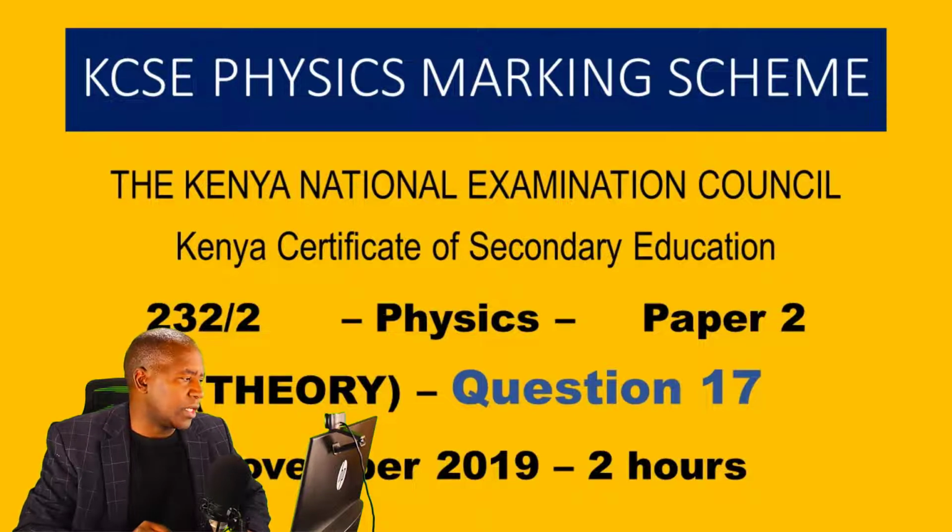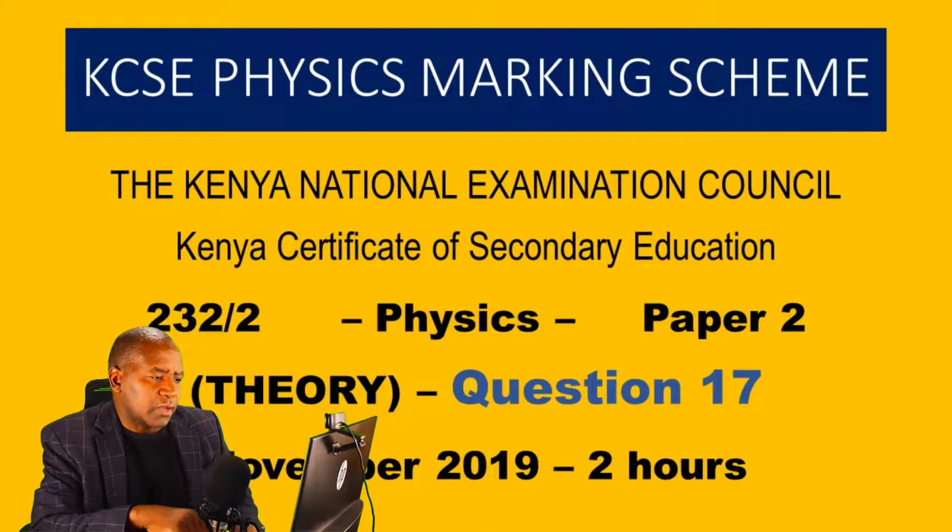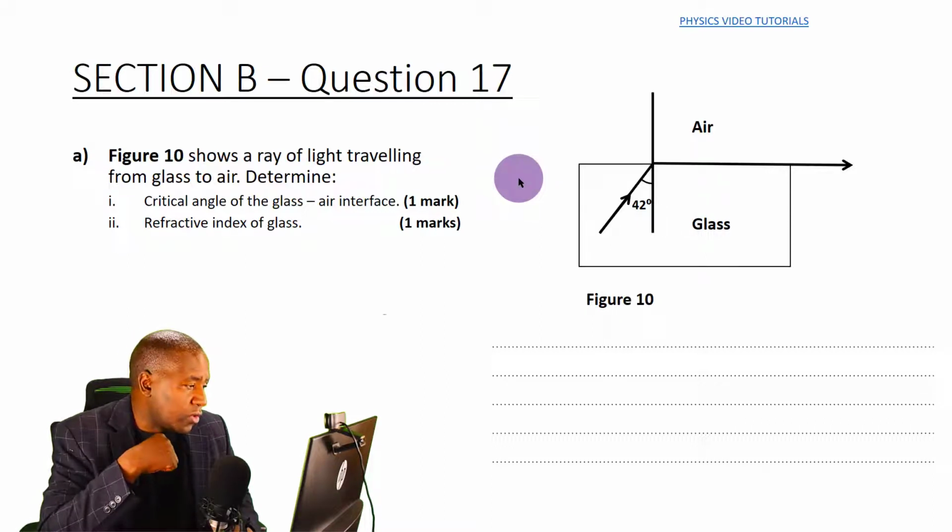Okay, here we are in question 17. Question 17 is on refraction of light. And what are we given here? We are told that figure 10 shows a ray of light traveling from glass to air. Determine the critical angle of the glass-air interface.